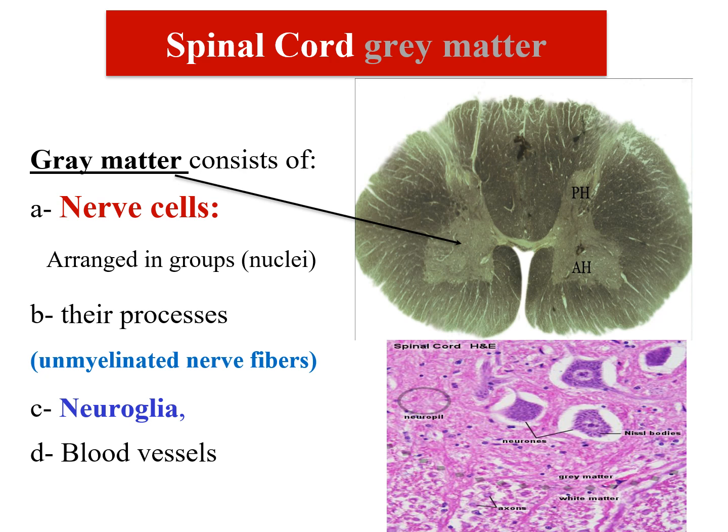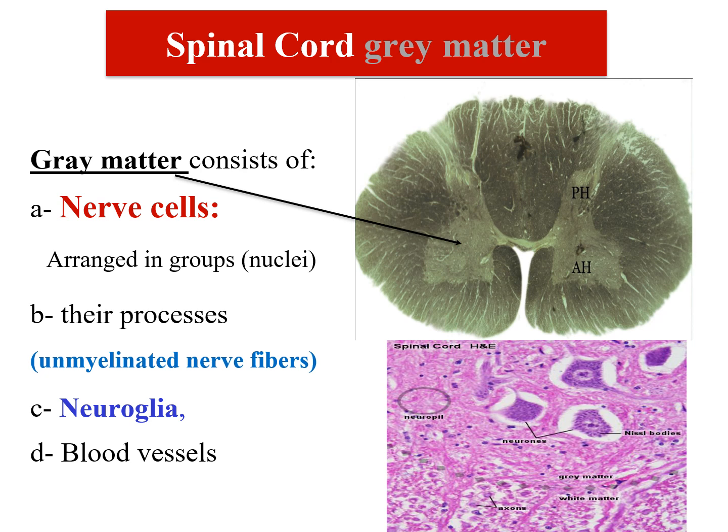Spinal cord gray matter. You must know what the components or structures present inside the gray matter are. Gray matter consists of nerve cells, number one. There are several nerve cells inside the gray matter, so they are called nuclei. They are arranged in groups. They are called nuclei because they are the nerve cell nuclei of the neurons. It also contains their processes, which are unmyelinated nerve fibers.